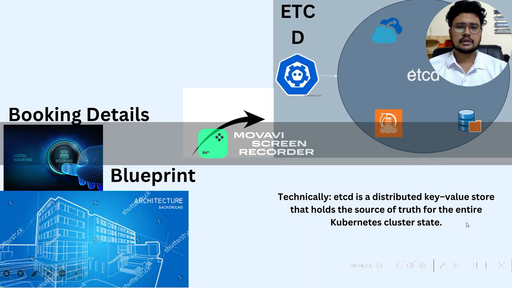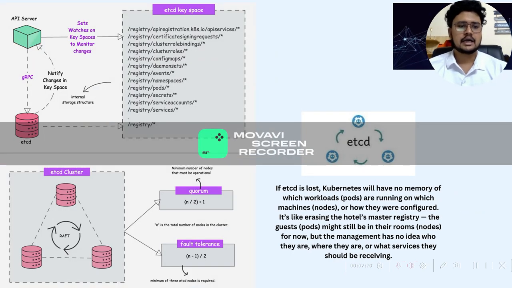Let's go on to the next component, which is etcd. etcd is the combination of hotel blueprint and booking details. Technically, etcd is a distributed key value store that holds the source of truth for the entire Kubernetes cluster state. So how does it work? What is its functionality? This is the architecture diagram of etcd.